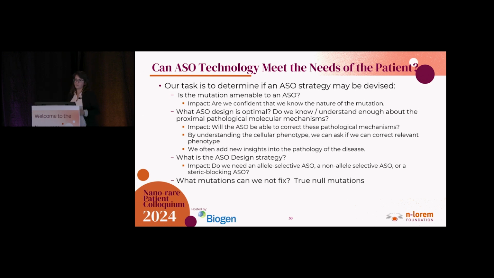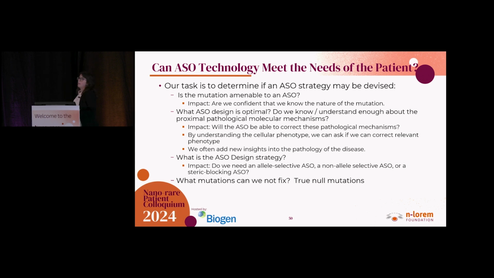Then the other thing that we need to understand is, do we understand enough about the proximal pathological molecular mechanism? This is very important because in order to intervene therapeutically, we need to be able to correct these phenotypes with an ASO. So when we know the phenotypes, then we can ask the question, can we correct? And very importantly, sometimes we do not know these answers, and depending on the situation, perhaps we go ahead and do further research. And there are a lot of times, as I will show you in a moment, that we actually add new insights into the pathology of disease.